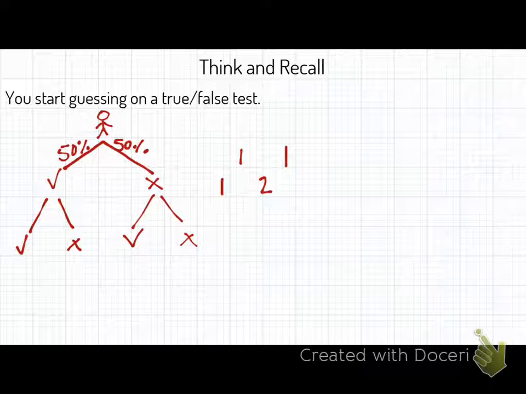How many ways could you have gotten both problems wrong? Only one way. Okay. So what are you noticing about what I'm making here on the right-hand side? Pascal's triangle. Does that make sense?